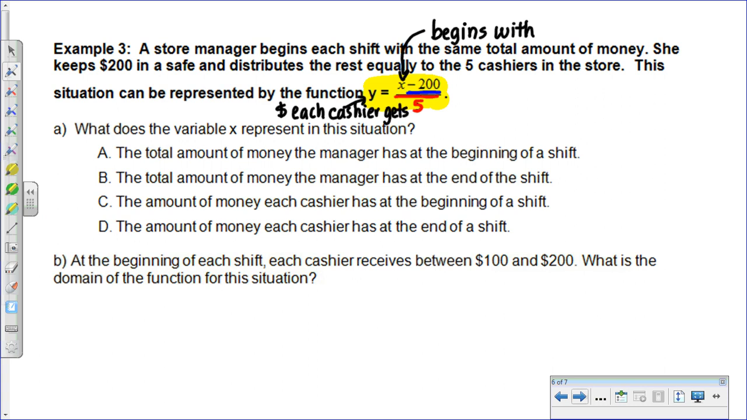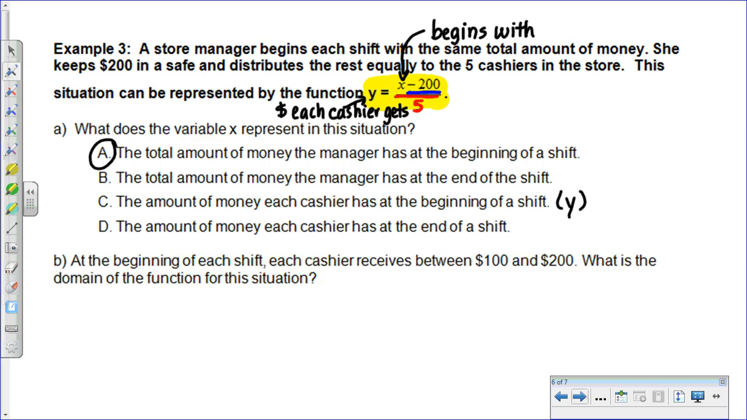So what does X represent? Well, A says the total amount of money the manager has at the beginning of the shift. That is actually correct. She begins with X, gives away 200, and then divides by 5. Answers C and D are referring to the variable Y. How much money each cashier has at the beginning of the shift would be what Y represents. Okay, so A was the correct answer.